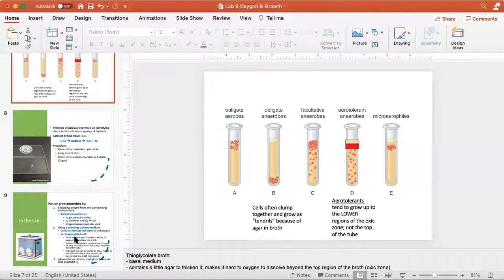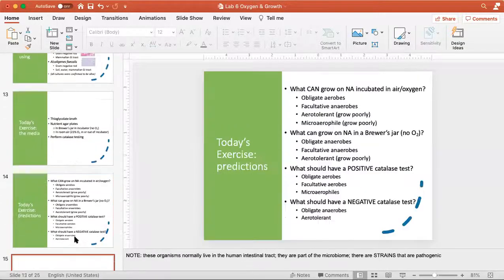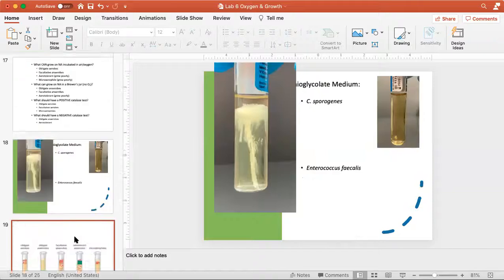Aerotolerant Anaerobe. Remember, an aerotolerant doesn't use the oxygen to make its ATP, but it tolerates it. In fact, it likes to grow in a little bit of oxygen. So that's why we get that nice mat in the lower part of the oxic zone. Aerotolerant. Good. Let's look at the last one. Scroll back down here.